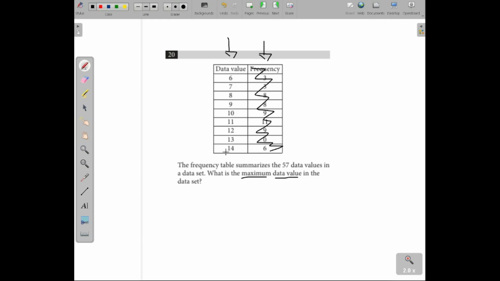And what is the maximum or the greatest number in this column of the data value? 14. Therefore, the answer is 14.